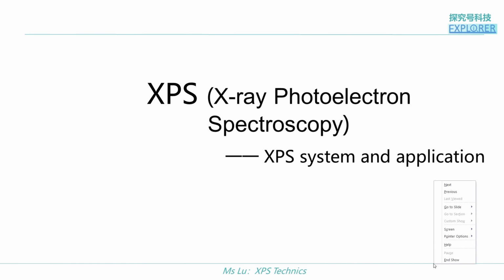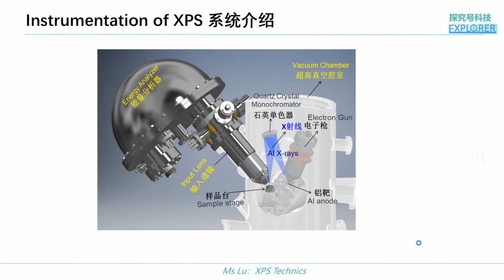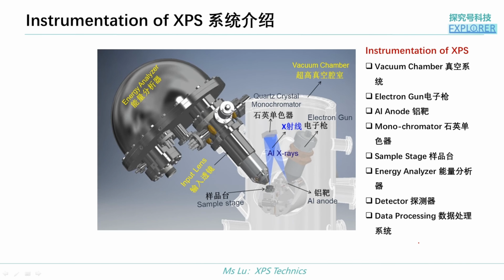Today, I would like to introduce the XPS system and its application. The XPS system usually consists of the following components. First of all, as you know, XPS is a surface composition analysis technique. It needs to work in ultra-high vacuum condition. The second is that in XPS, the incident source is X-ray.